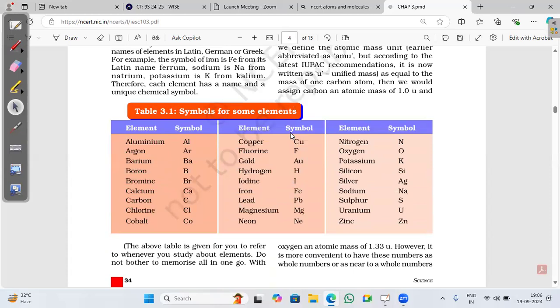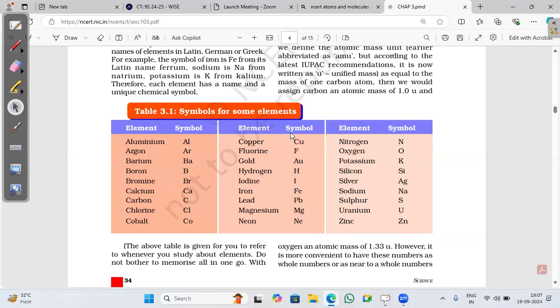Aluminium Al, argon Ar, barium Ba, boron B, bromine Br, calcium Ca, carbon C, chlorine Cl, cobalt Co, copper Cu, fluorine F, gold Au, hydrogen H, iodine I, iron Fe, lead Pb, magnesium Mg, neon Ne, nitrogen N, oxygen O, potassium K, silicon Si, silver Ag, sodium Na, sulfur S, uranium U, zinc Zn.